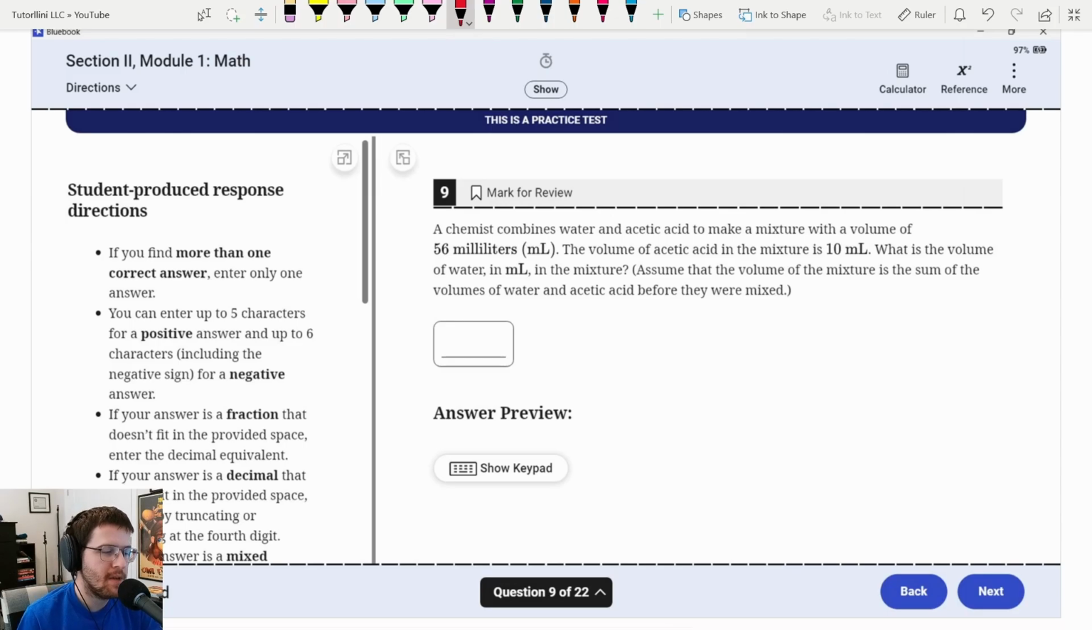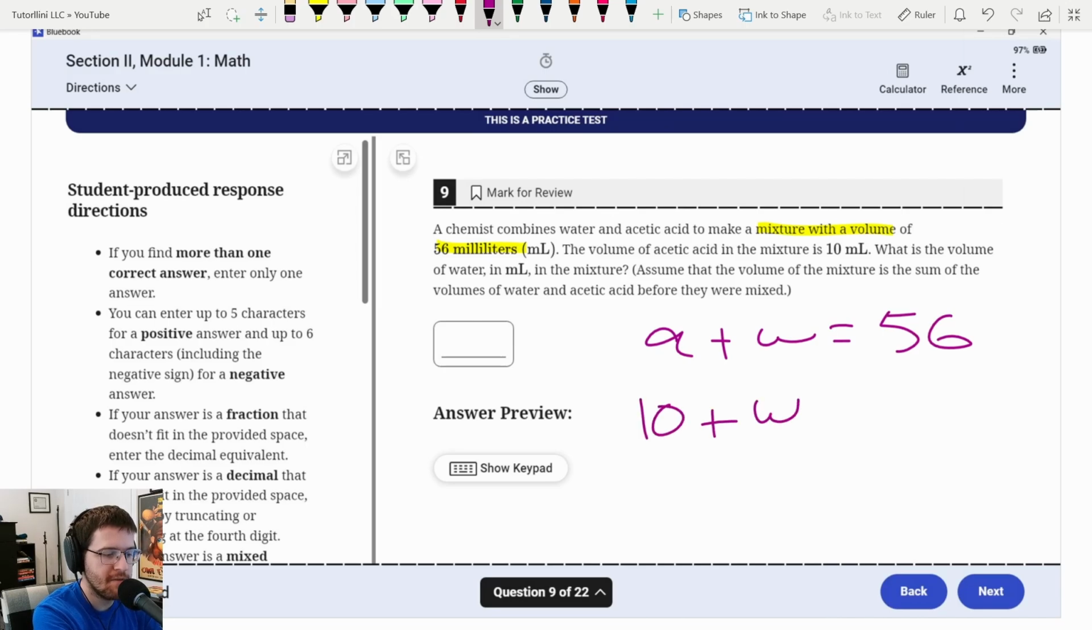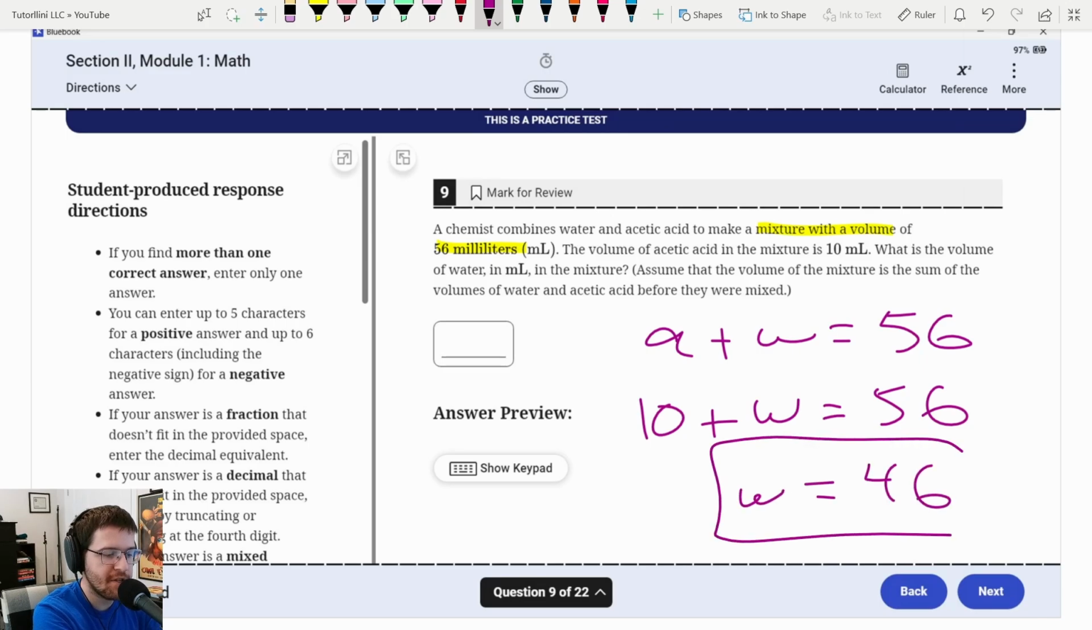Okay, question 9. So we're making a mixture of pure acetic acid and water. It says the mixture has a total volume of 56 milliliters, so the acid plus the water must be 56. The volume of acetic acid, they say, is 10. So 10 plus the water is equal to 56. I subtract 10 from both sides, and I get the water is 46 milliliters, which is the answer.